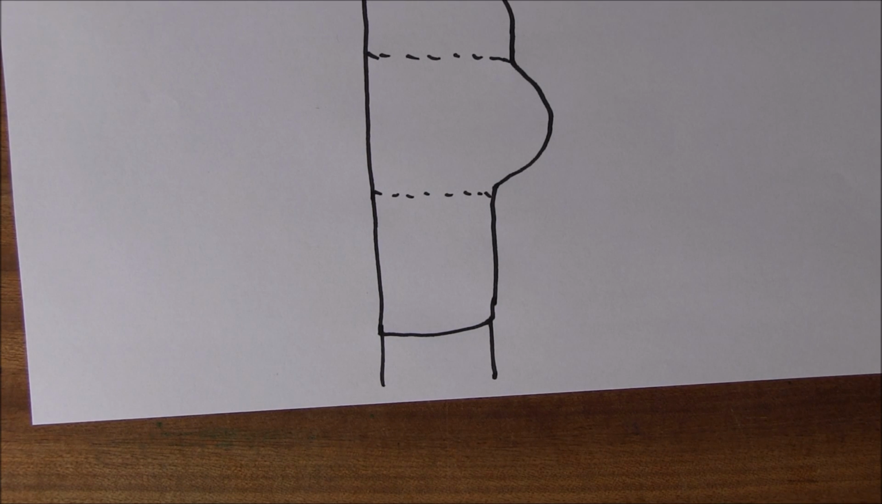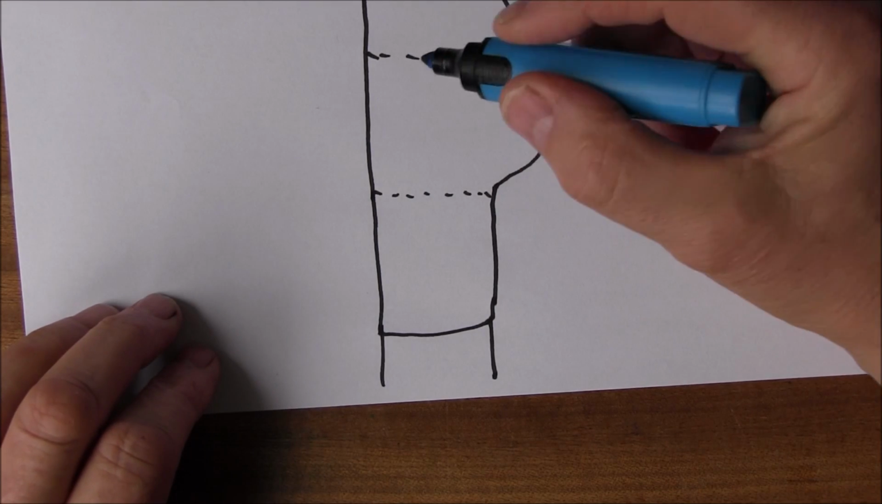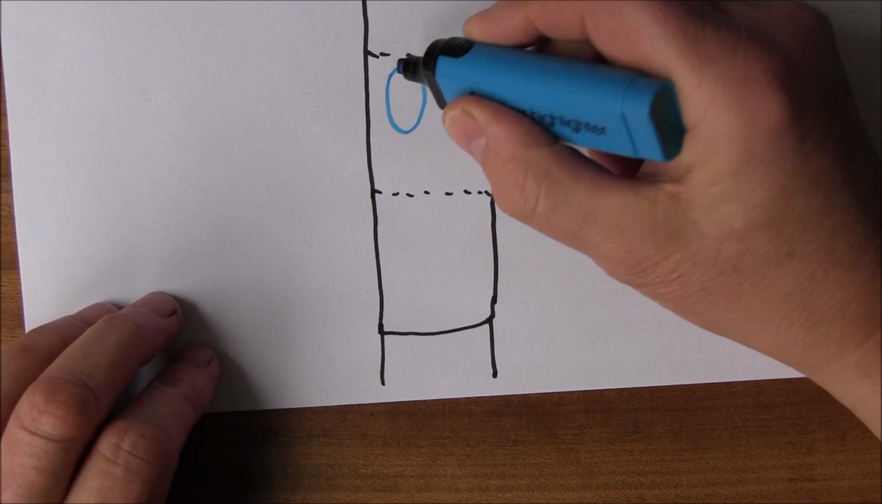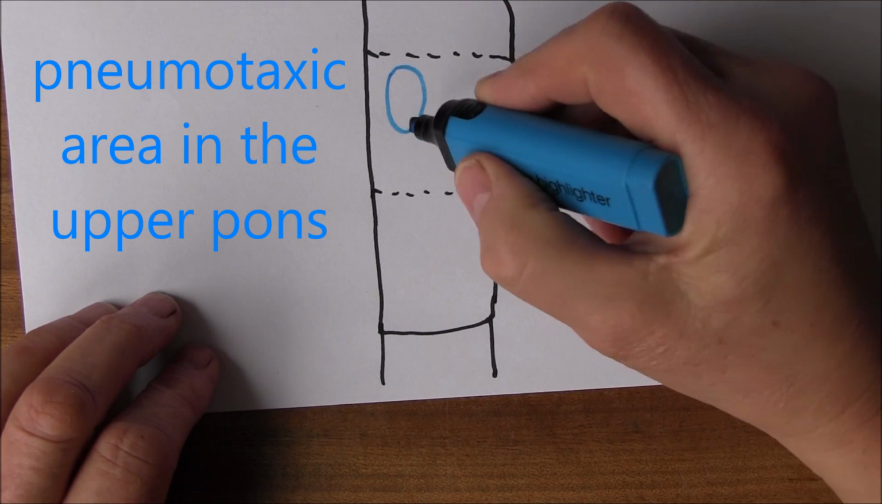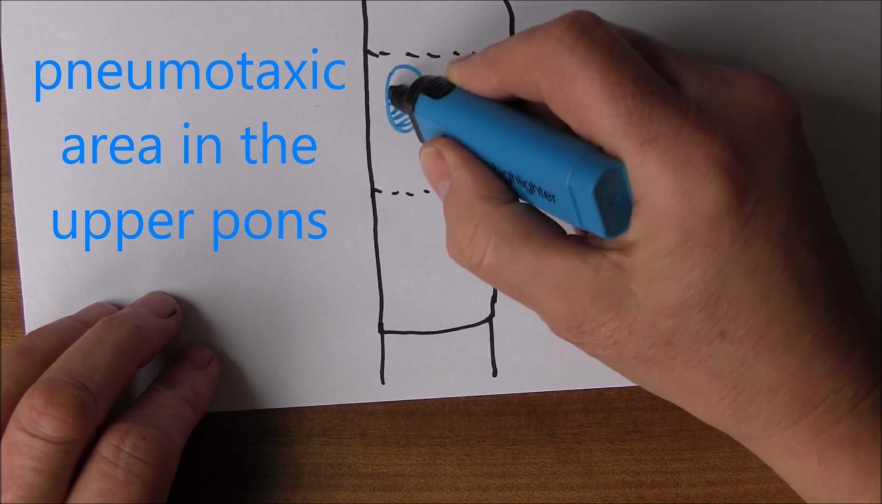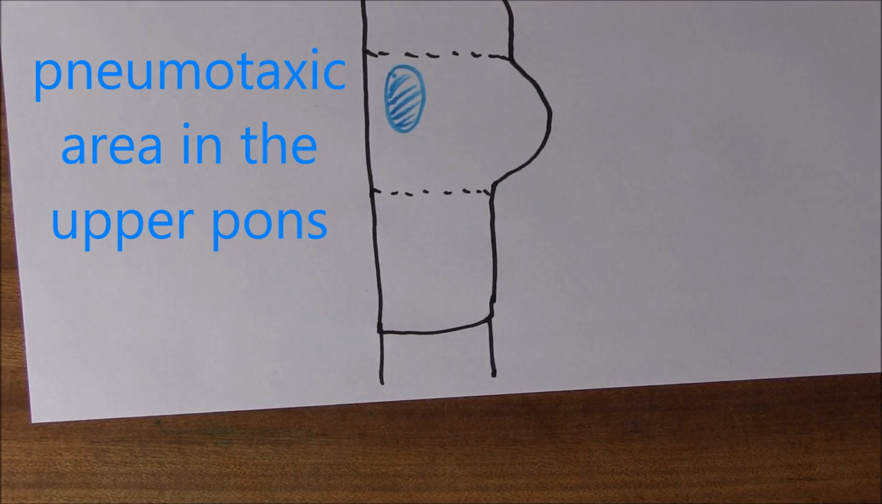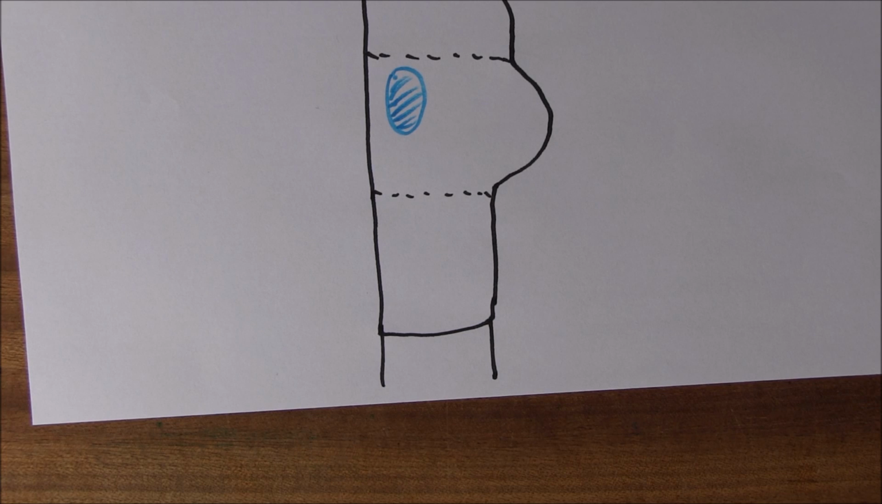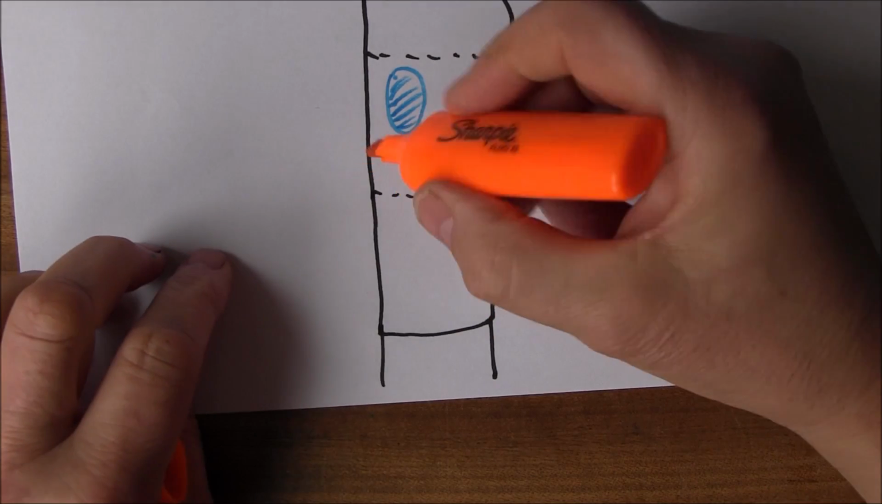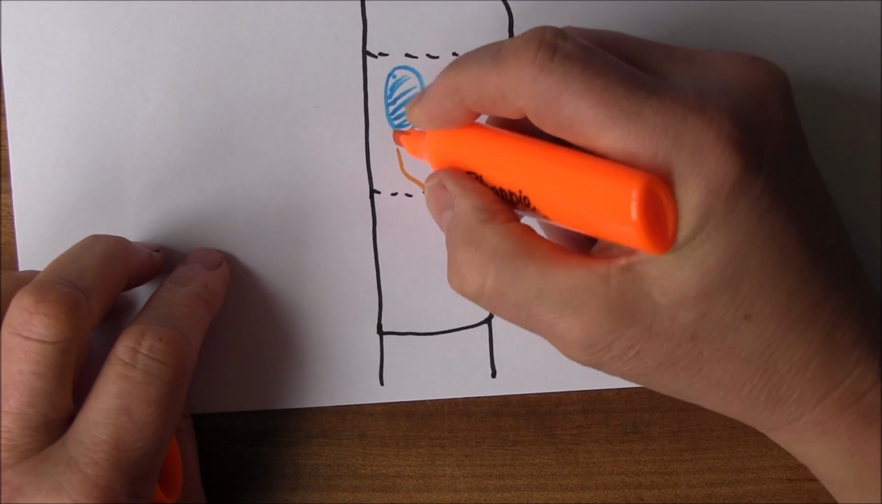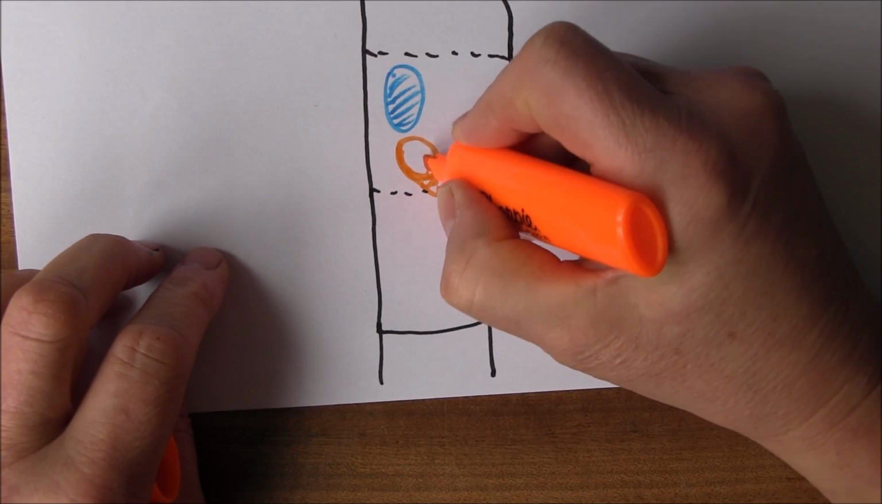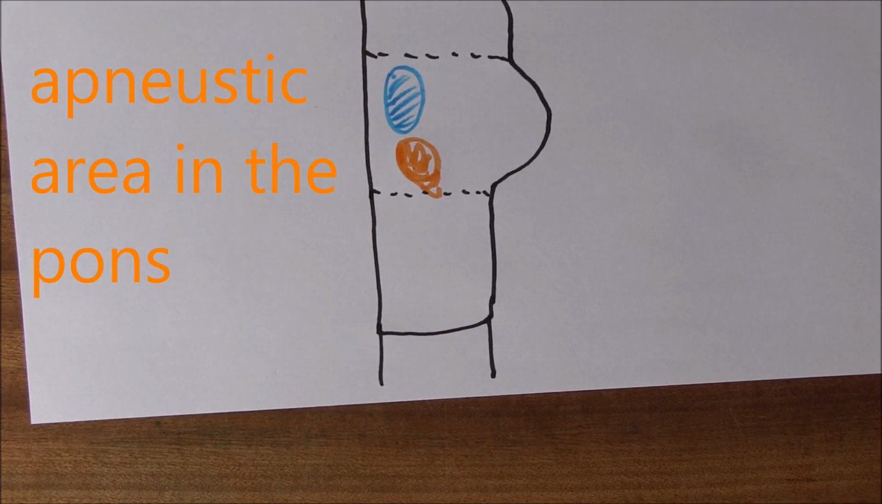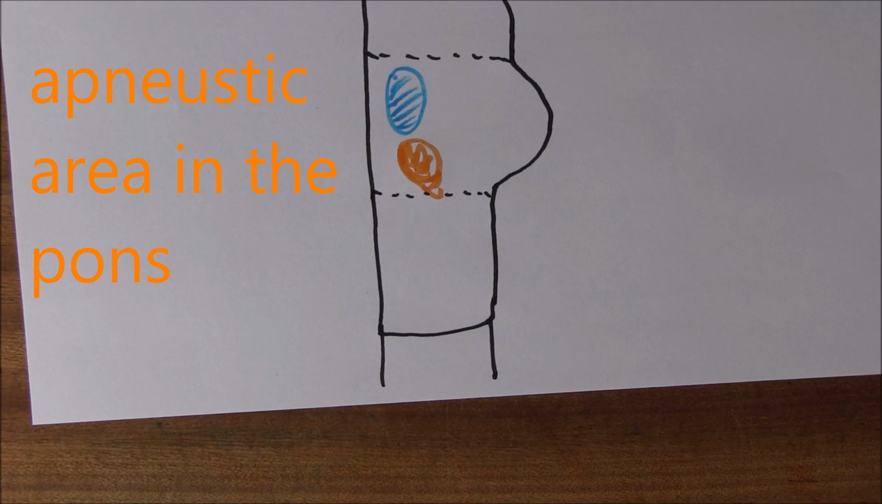So let's now put on the parts that are relevant to the regulation of respiration and the breathing process. Well, the first part is in the upper part of the pons here. This area here that we're drawing in blue. So this is the blue area. And this is called the pneumotaxic area. The pneumotaxic area of the brain. And then beneath that we'll draw in orange, still in the pons, another area just there, and that area is called the apneustic area in the pons.